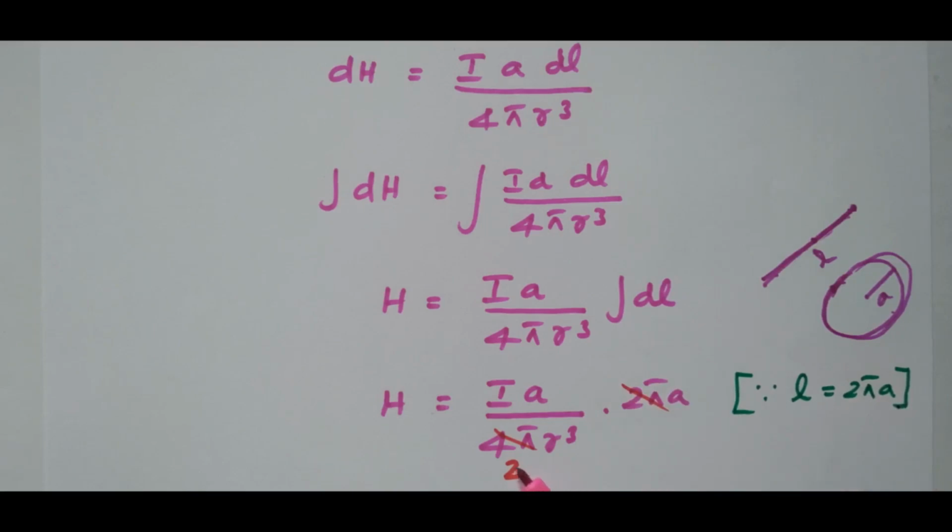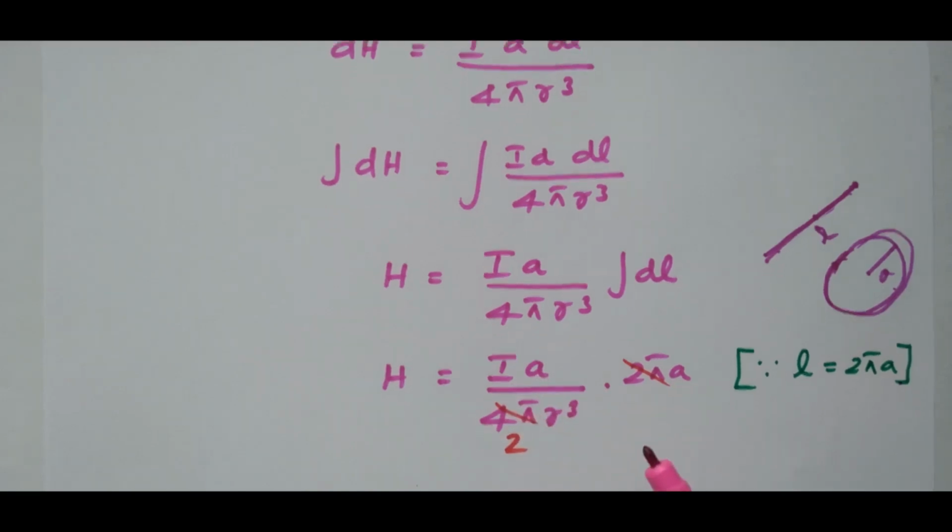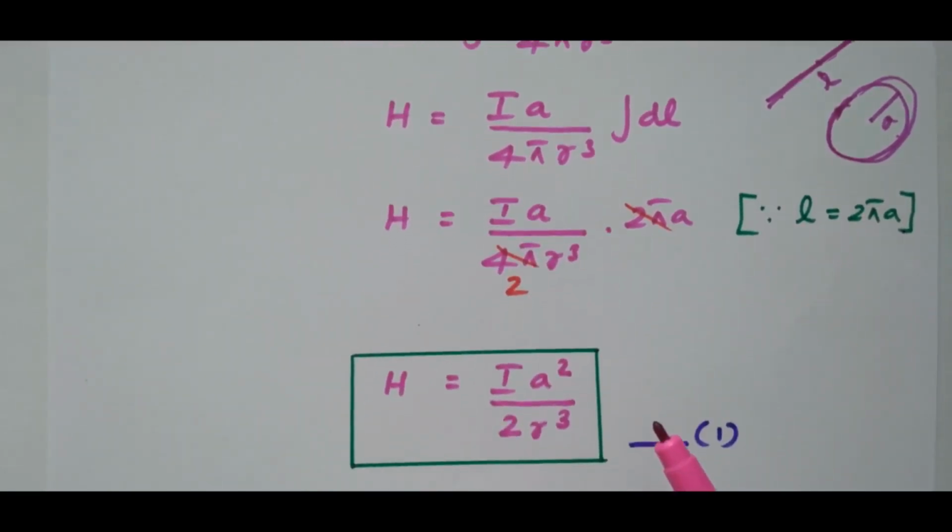Here 4 pi is there, here 2 pi is there. Got cancelled. 2 is there. So I into A square divided by 2 R cube. We got the value. We take it as equation number 1. H equal to IA square divided by 2 R cube. Now we'll see the other forms.